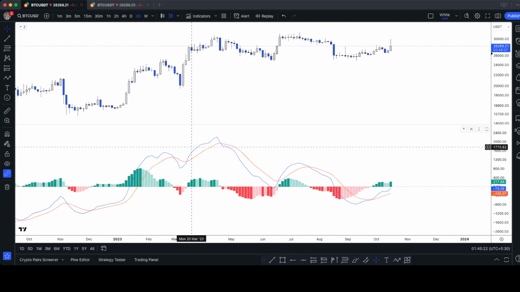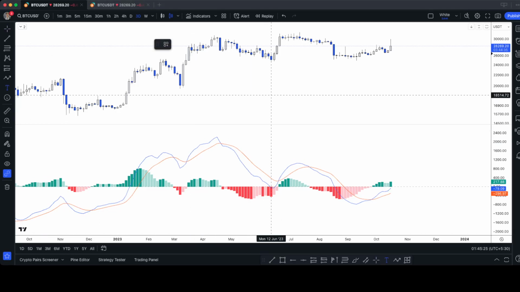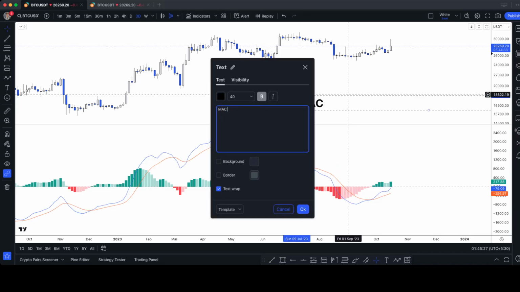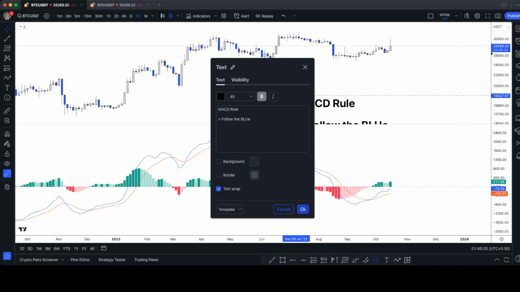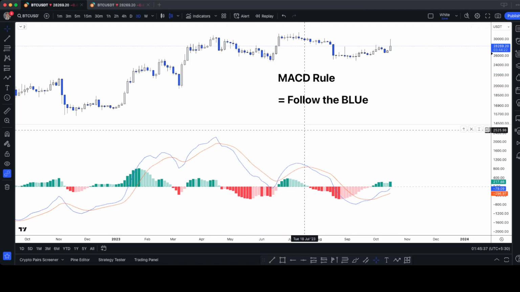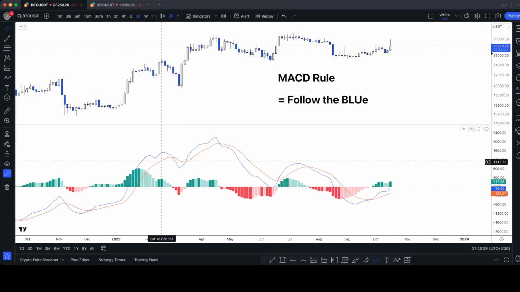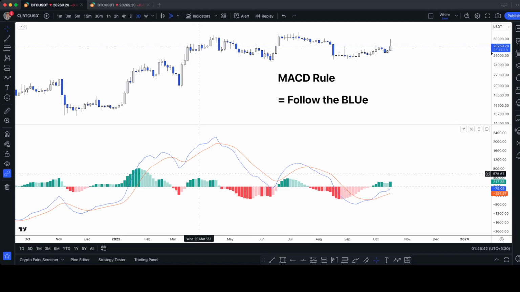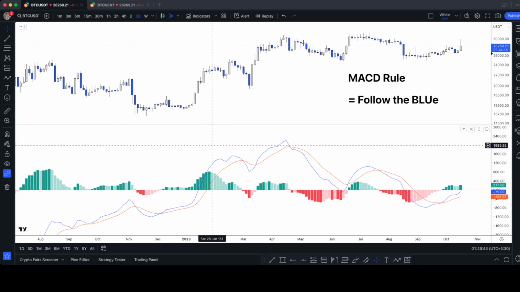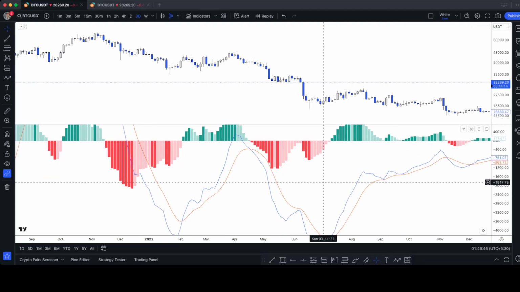Now I'll make MACD very simple for you. I don't want to overcomplicate it. The MACD rule is: follow the blue. Follow the blue means the blue line on the MACD. Now just notice the chart, and we will understand everything about the MACD.